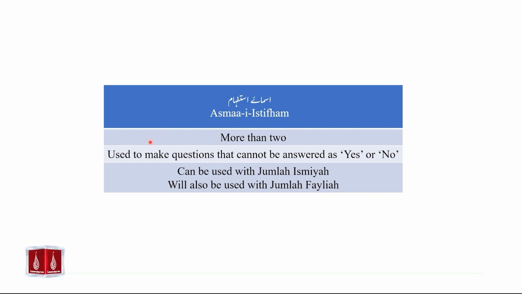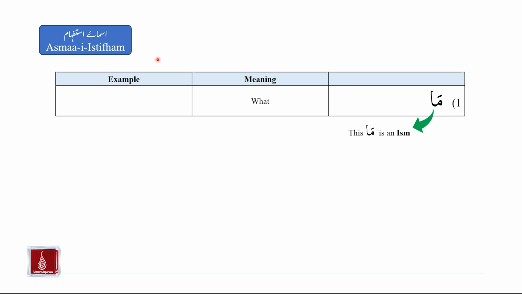Asma-ul-Istifham are used to make questions that cannot be answered as yes or no. Finally, Asma-ul-Istifham can be used with Jumla Ismiya, which we will study in this lecture inshallah, and they will also be used with Jumla Fi'liya, which inshallah we will study in the later part of this course. We will now start the study of Asma-ul-Istifham, and the first Ism-ul-Istifham that we have is ma. Please note that this ma is an ism. The meaning of ma is what.